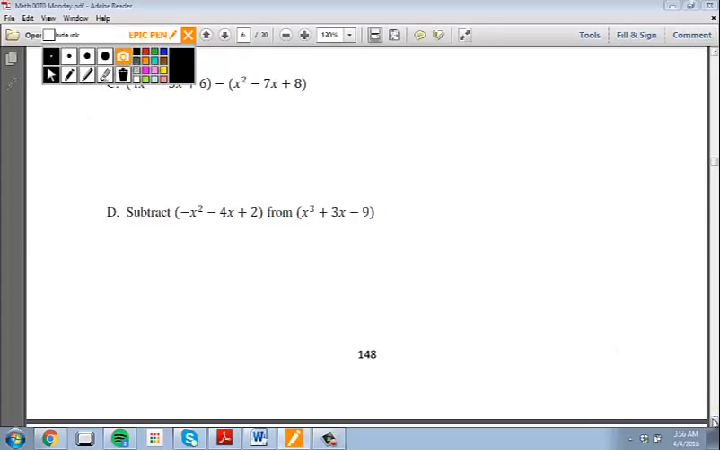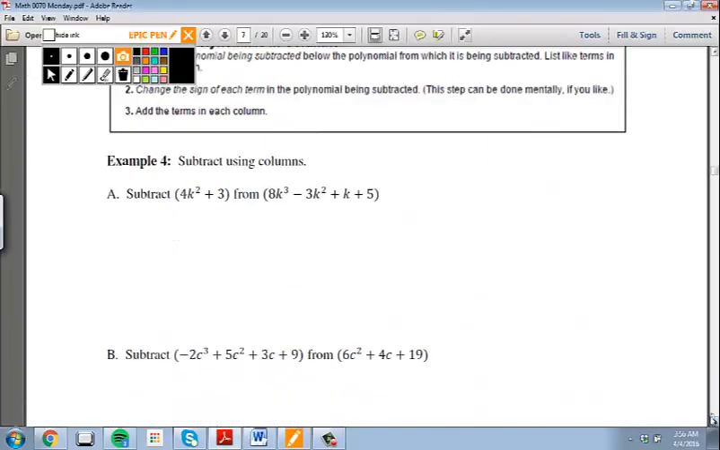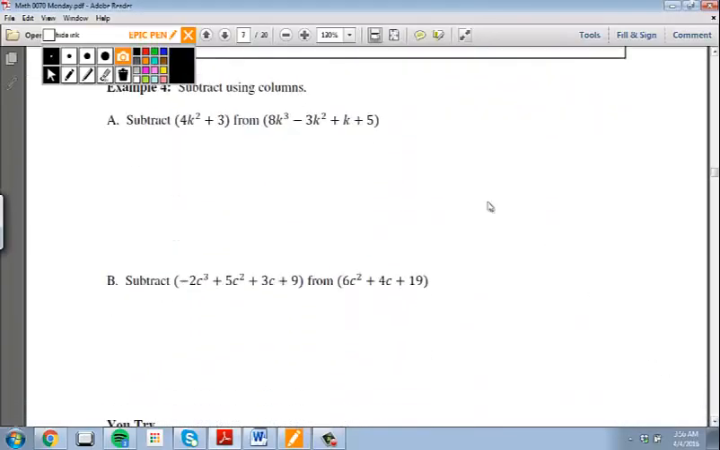Alright, let's look at the next page. We're going to subtract using columns now. So subtract 4k squared plus 3 from 8k to the third minus 3k squared plus k minus 5. So we're subtracting this from this, so I'm going to write the 4k squared plus 3 under it, and that's what we're subtracting.